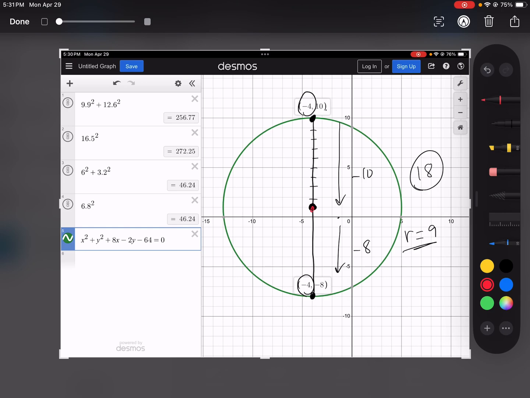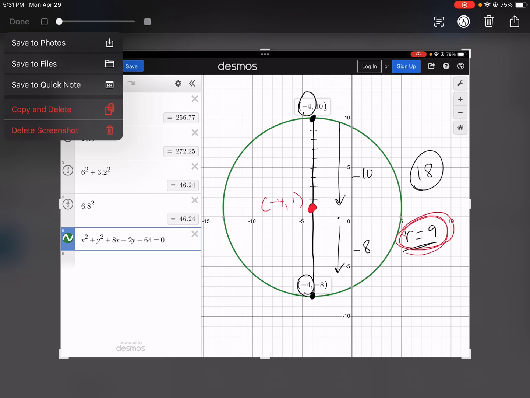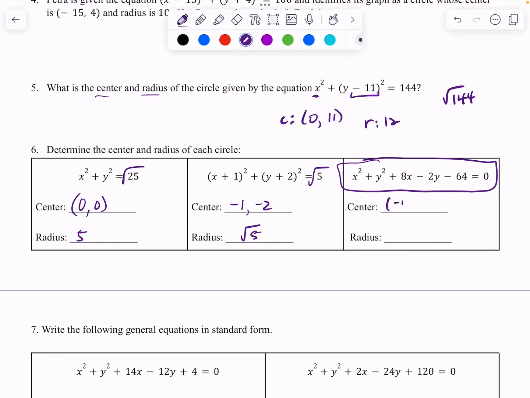I'm going to change my color. Here is my center of circle. So now I can see, okay, I've got a radius of 9, and my center is at -4, 1. I have everything I need now to go ahead and write this equation. So if I go back into this, I know that my center is -4, 1, and my radius is 9.